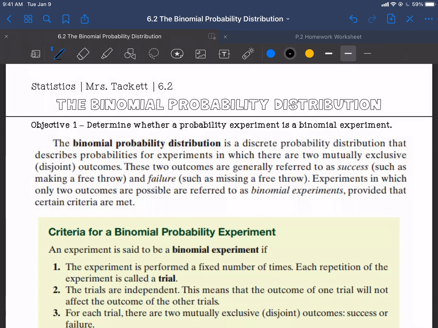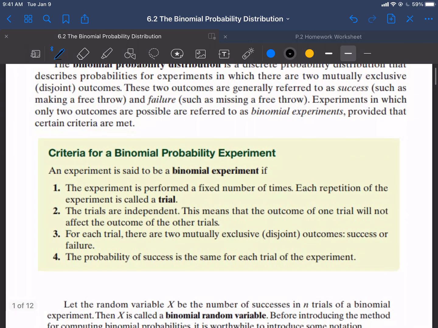In this lesson, we are going to talk about the binomial probability distribution. Our first objective here is to determine whether a probability experiment is a binomial one. The binomial probability distribution is a discrete probability distribution that describes probabilities for experiments in which there are two mutually exclusive outcomes. These two outcomes are generally referred to as success and failure, and experiments in which only two outcomes are possible are referred to as binomial experiments, provided that certain criteria are met.